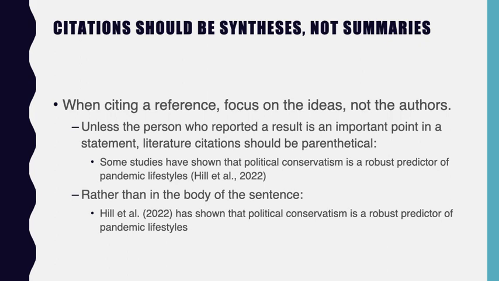Whenever you are citing someone, you need to focus on the ideas, not the authors. So unless the person who reported a result is an important part of the statement you're making, literature citations should be parenthetical. So: some studies have shown that political conservatism is a robust predictor of pandemic lifestyles, Hill et al. 2022. That is how it should be written. You should not be writing most things as Hill et al. 2022 has shown that political conservatism is a robust predictor of pandemic lifestyles. The focus is always on the ideas.